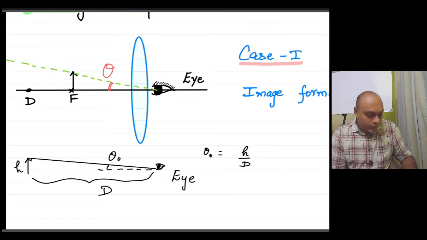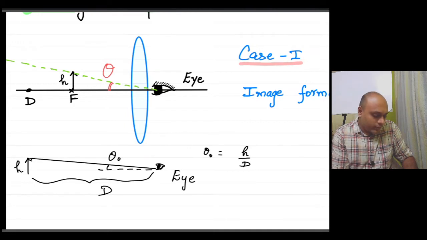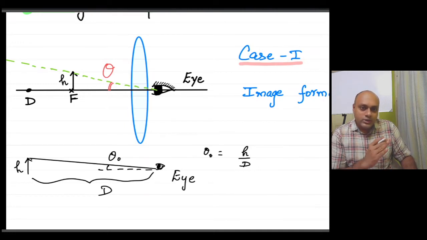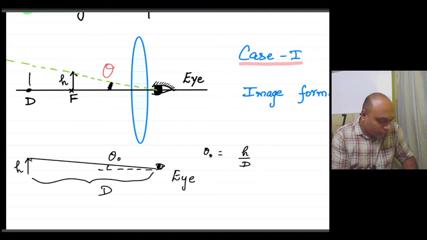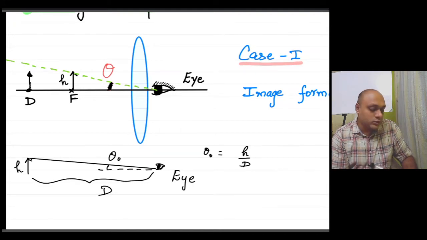In that particular case, the same object of height h, you are placing it closer to the eye and the image appears to be coming from infinity. So the eye will be seeing the image which will be subtending angle theta. Now this angle theta will definitely be more, because when the lens was not there, the object was at this particular position.